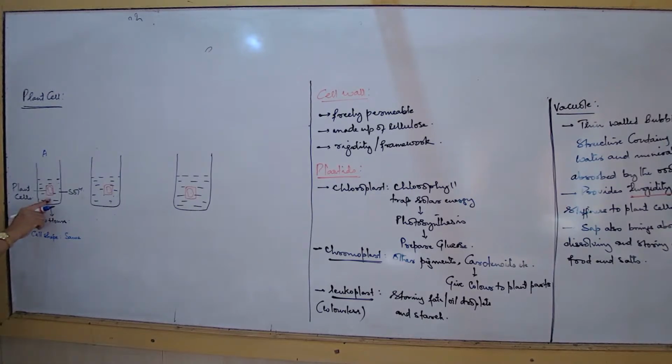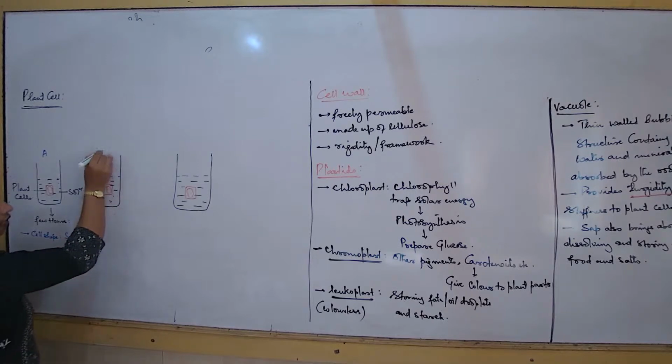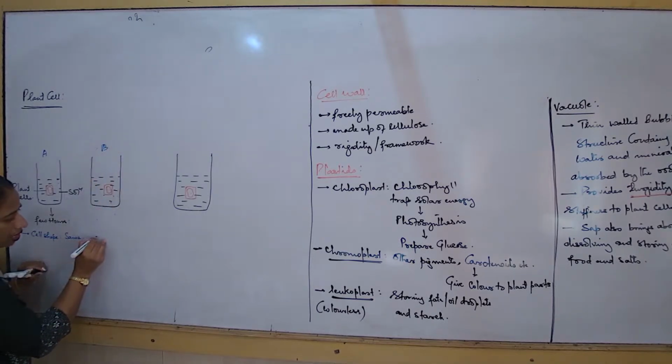In beaker number A, the cell shape remains as it is. Let us talk about the other. In beaker number B, what about the cell shape?